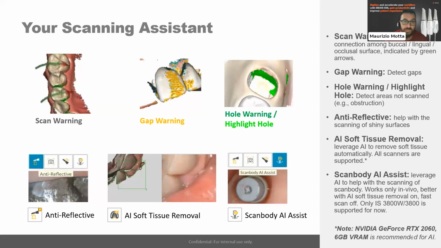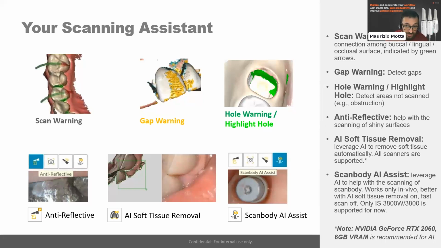So the first one is this now quite famous arrow that appears on screen if you are not scanning properly the connection between the lingual and the buccal side. If you don't start from occlusion and you start from the lingual and then go straight to the buccal, you don't have enough information on the occlusion, and the software is not able to connect properly these two surfaces. So it shows you this arrow, explaining to follow the arrow with the scanner to cover the missing information.